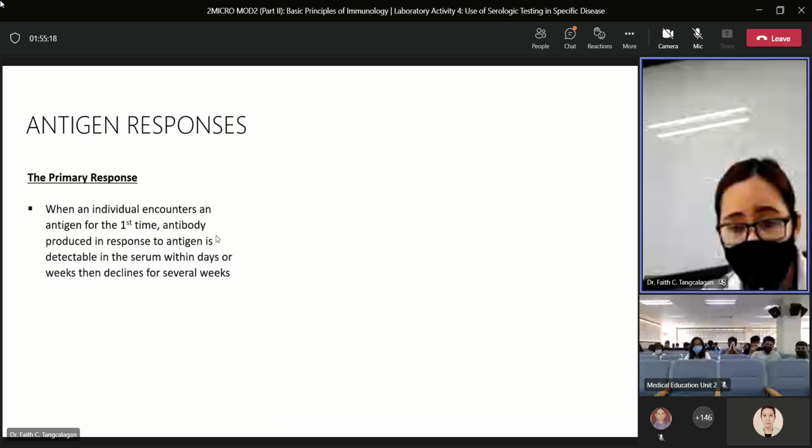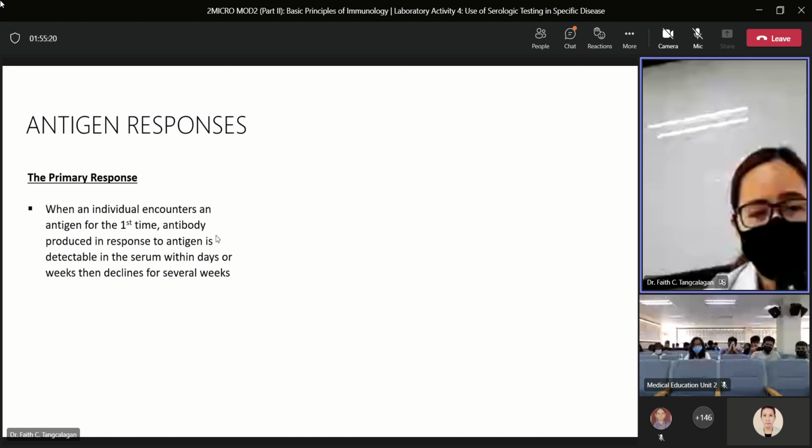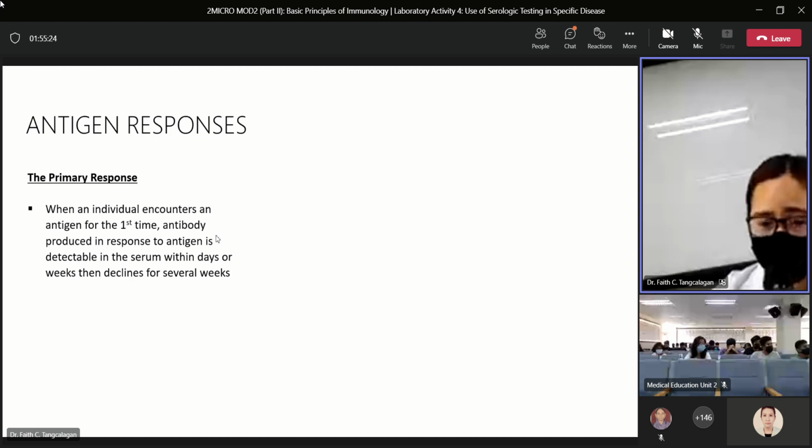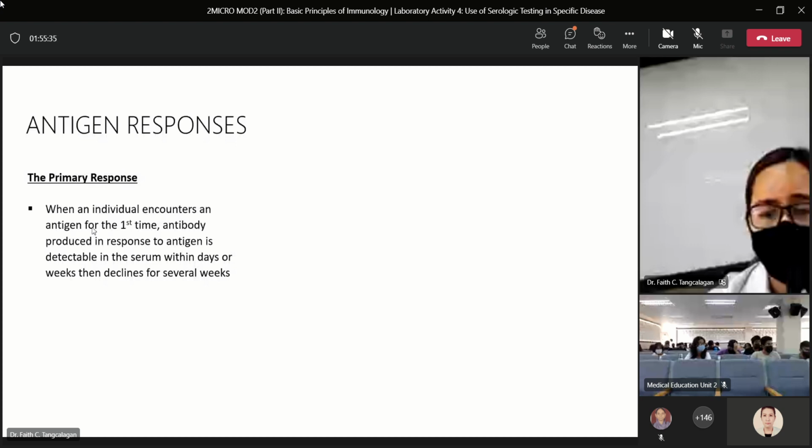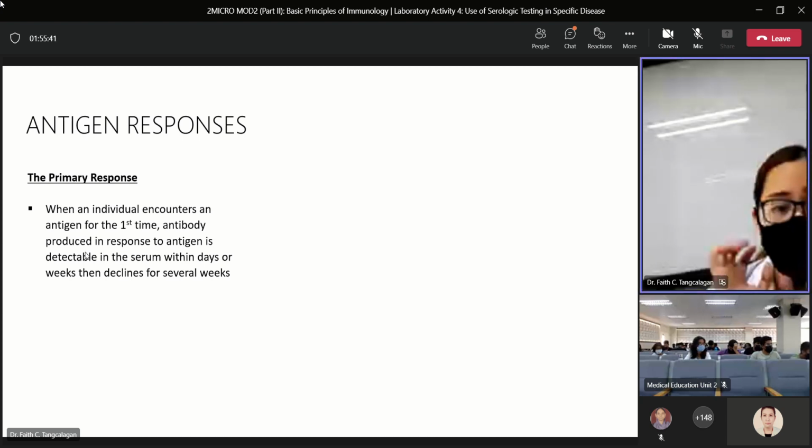So for antibody responses, there's primary and secondary responses. This is the primary response. This is when an individual encounters an antigen for the first time, and then the antibody is produced in response to the antigen. It is detectable in the serum within days or weeks, then declines for several weeks. So that's the primary response.